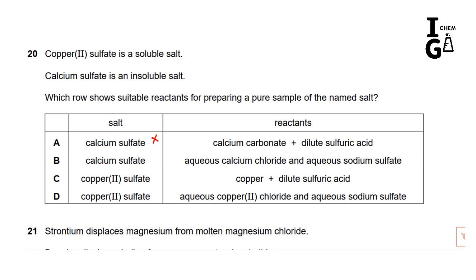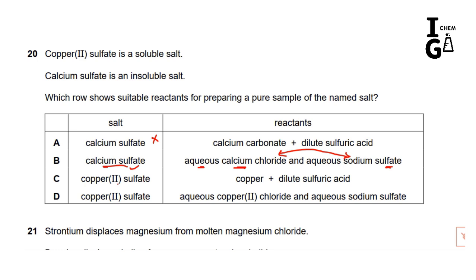Letter B, calcium sulfate. Here we have aqueous calcium chloride and aqueous sodium sulfate. You know, guys, calcium with sulfate, so calcium sulfate will be formed. And we have sodium with chloride. Sodium chloride is soluble in water, and calcium sulfate is insoluble, as we said above. So this should be the correct answer, because here we will have the insoluble substance, calcium sulfate, existing pure, because the other product is soluble. So we can find calcium sulfate alone because it's a solid.